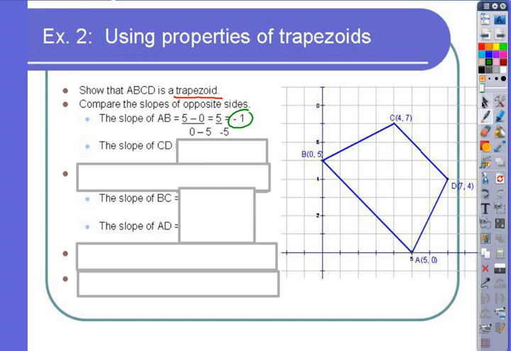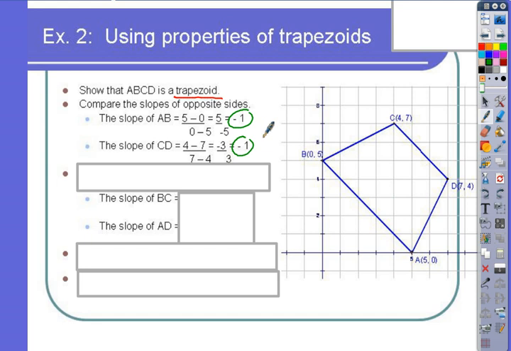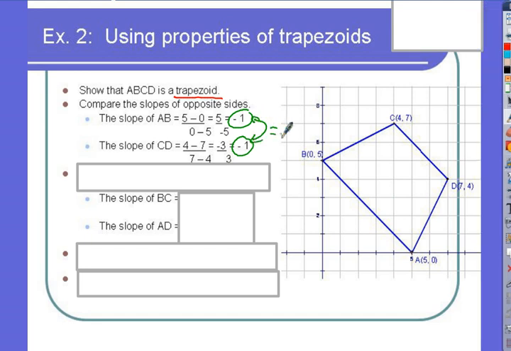Now, if we keep going with that, if we find the slope of CD, that's going to give us 4 minus 7 over 7 minus 4, negative 3 over 3. That's also negative 1. So those two are equal. So yeah, we know that those two sides are parallel. Okay. Now, for it to be a trapezoid, what would have to be true of the slopes of the other sides? They're going to be parallel? Equal? The slopes of the other sides to make it a trapezoid?